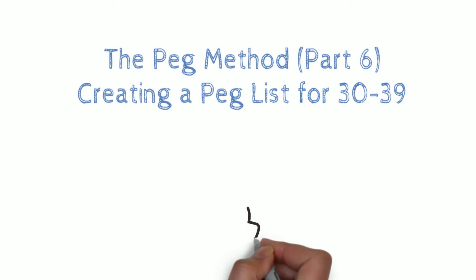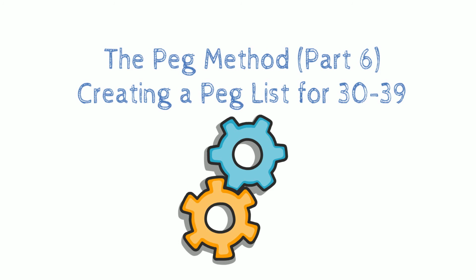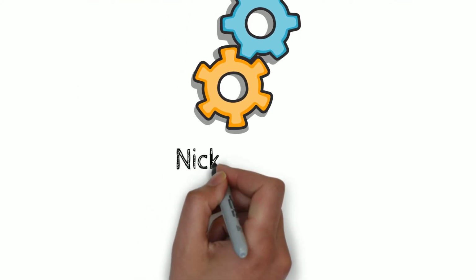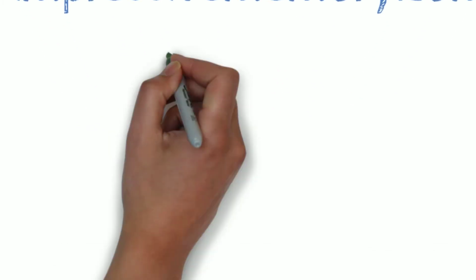In today's video, we'll look into the process of creating a memorable peg list for numbers 30 to 39. Hi, I'm Nick Mema from ImpressiveMemory.com, and this is part 6 of the How to Memorize Numbers Easily series.